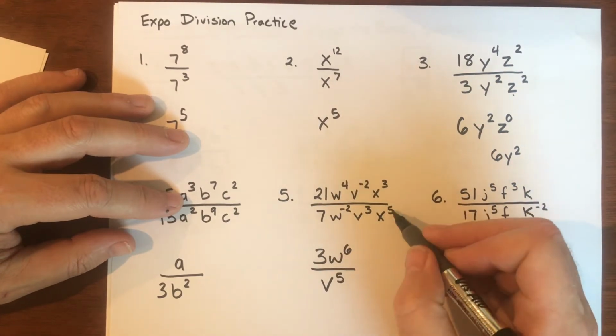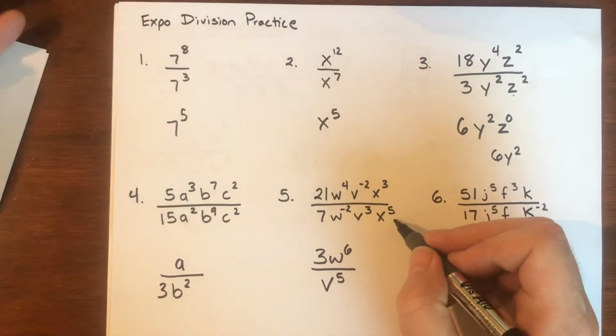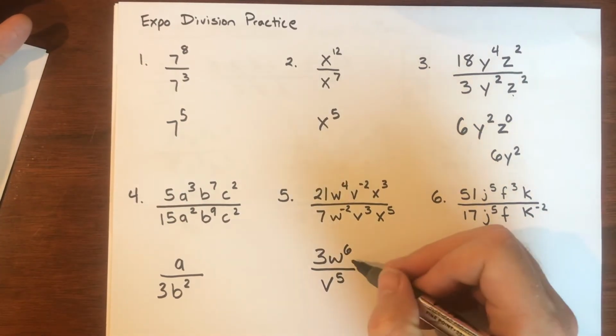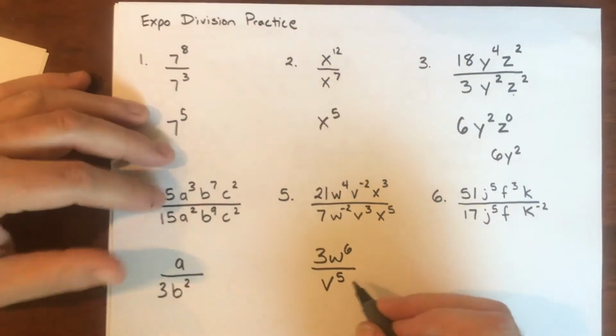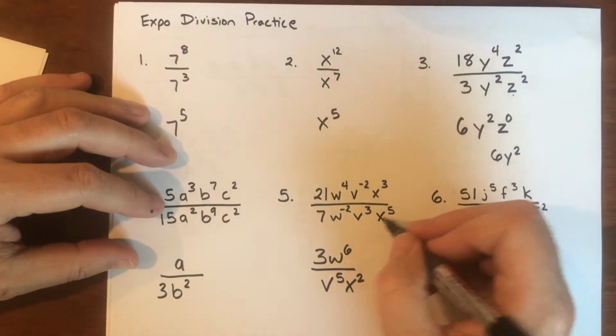X, I've got more on the bottom. 5 minus 3 is 2. So 3 minus 5 is negative 2, right? That would give me x to the negative 2 on top, so I might as well just put it on the bottom. There's 2 more on the bottom.